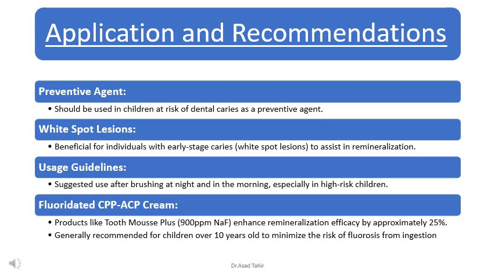Products like Tooth Mousse Plus, containing fluoride, 900 ppm NaF, can enhance remineralization effectiveness by around 25%. Generally, it's advised for children over 10 years old to reduce the risk of fluorosis from ingestion. In essence, CPP-ACP can be a valuable tool in preventing cavities and treating early-stage decay, especially when used alongside fluoride. It's important to follow guidelines for optimal effectiveness and safety.